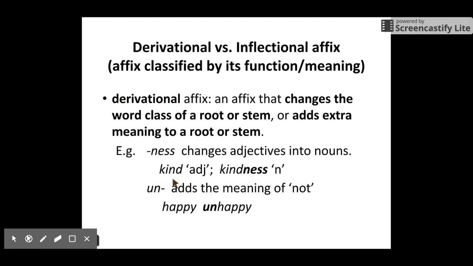The other type of derivational affix adds extra meaning to the root or stem. For example, we have happy and we have unhappy. So by attaching un- to another morpheme, we add more meaning to this morpheme.